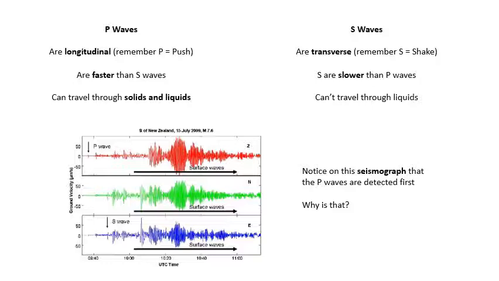And then P waves can travel through solids and liquids, but S waves can't travel through liquids. Transverse waves can't travel through a liquid, only longitudinal waves. This picture at the bottom here is a seismograph, and notice that the P waves are detected first. Why is that? If you don't know, look at the information above. You should be able to figure that one out.